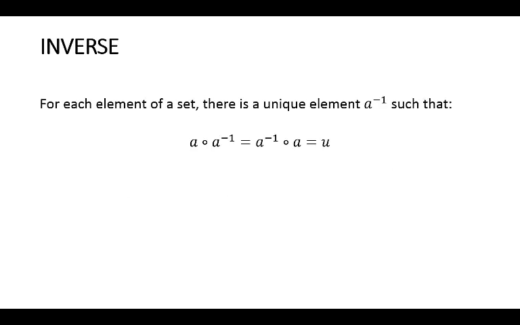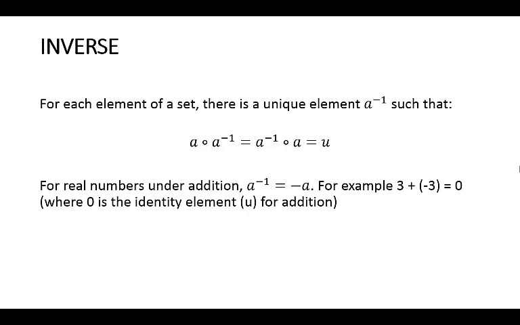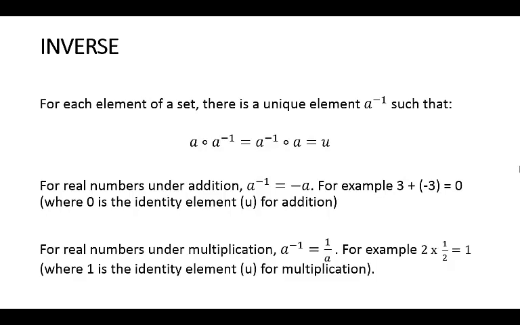And inverse. For each element A of a set, there is a unique element, the inverse of A, such that A operation inverse of A, or inverse of A operation A, in either order, will give us the identity element U. For real numbers under addition, the inverse of A is equal to negative A. For example, 3 plus negative 3 equals 0, where 0 is the identity element for addition. So you can see we need to know what the identity element is in order to find the inverse. For real numbers under multiplication, the inverse of A is 1 over A. For example, 2 multiplied by a half is equal to 1, where 1 is the identity element for multiplication.